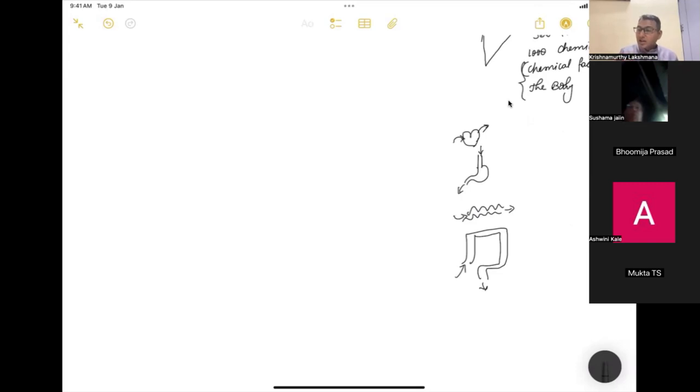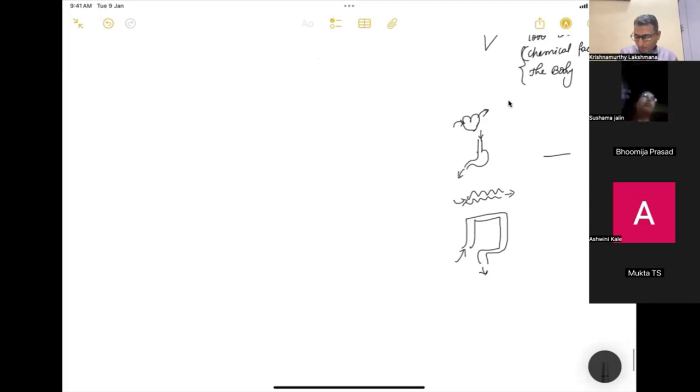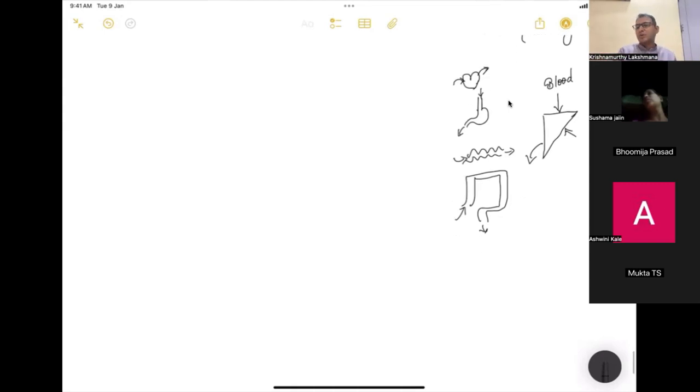But liver has two entries, one exit. One entry is where the blood comes in. The blood which is there in the body enters the liver through one input.